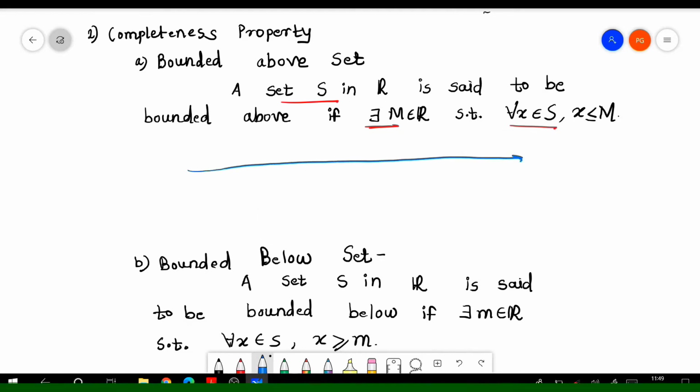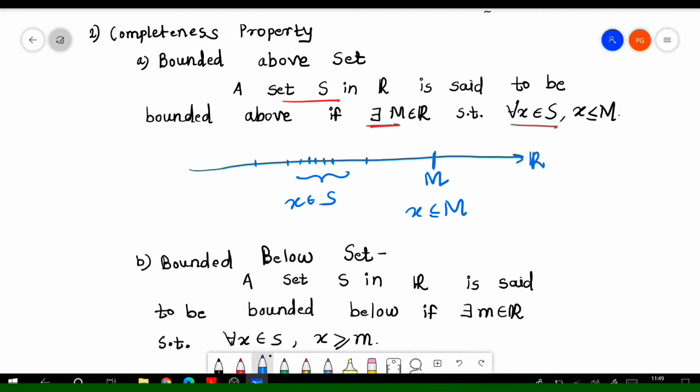So suppose you have the number line R and elements of S like this, anywhere it could be. You can consider elements of S infinite or finite, that doesn't matter. If you have m such that for every x belonging to S, x is less than or equal to m, then you can say that it is a bounded above set. If you can have such an m, then the set is a bounded above set.